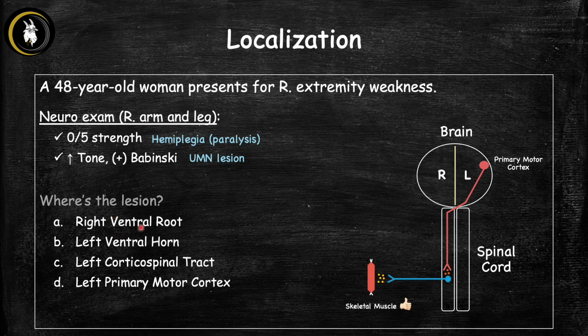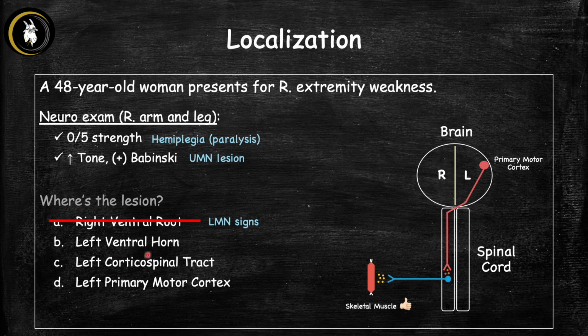So let's start with this first one. So let's start with option A, which is the right ventral root. So remember, the ventral root is how the lower motor neuron exits the spinal cord and goes to its target muscle. So this would cause a problem with the lower motor neuron. So this should give us lower motor neuron signs. So we can eliminate this.